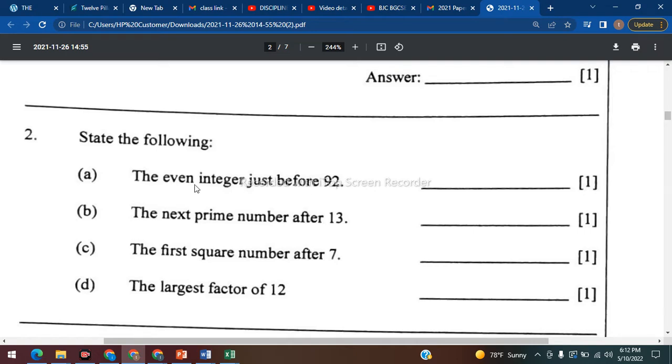The even integer just before 92. You said 90. 90, very good. Give me the next prime number after 13. 17. 17, very good. The first square number after 7.